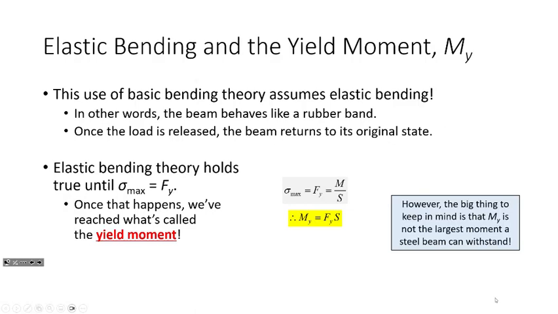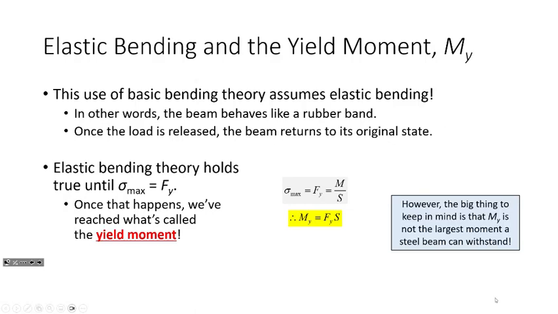What does it mean when I say I'm assuming elastic behavior? I'm assuming that the beam essentially behaves like a rubber band. Okay? I take the beam, I apply load, I let the load go, the beam snaps back to its original condition. It returns to its original state. I propose that elastic bending theory holds until the stresses hit Fy. I mean, what does the stress-strain curve for steel look like? It's linear, then you hit Fy, and then it starts to plateau.